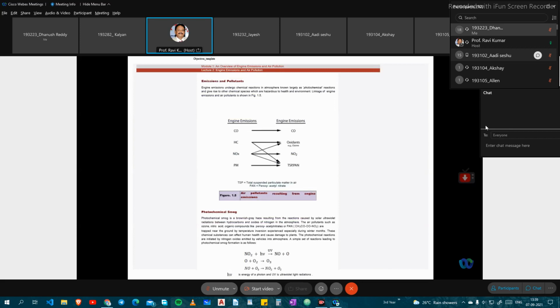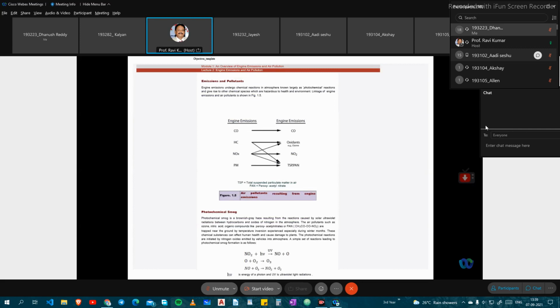Actually, engine emissions of pollutants undergo chemical reactions. I mentioned this because of our friend's question about the photochemical process. Engine emissions undergo chemical reactions in the atmosphere, known largely as photochemical reactions, and give rise to other chemical species which are hazardous to health and the environment. The linkage of engine emissions to air pollutants is shown in the figure, which shows how the emissions come out and how the photochemical reactions happen. I am going to take this up simply for his question.